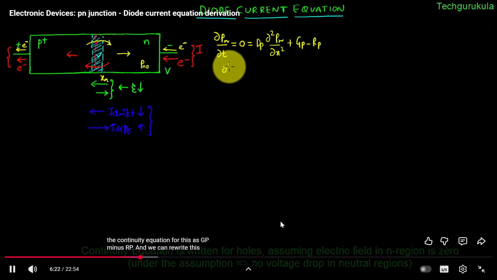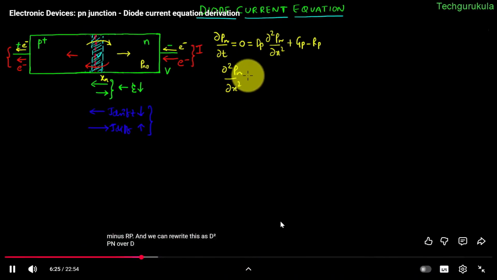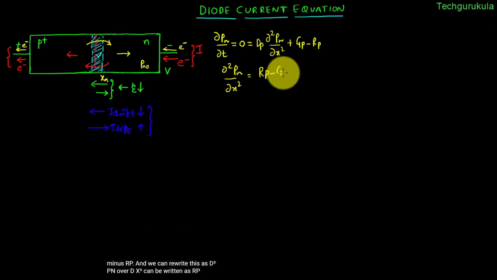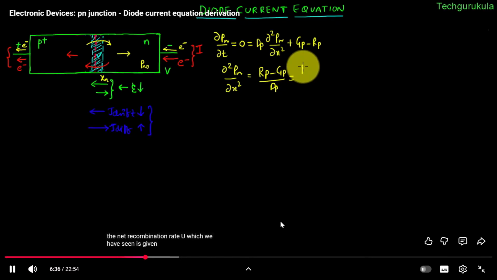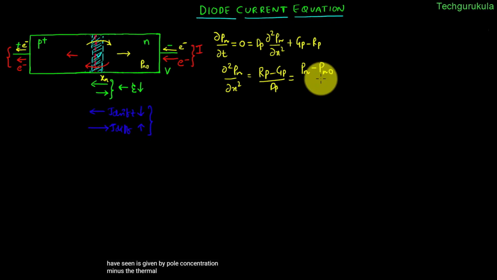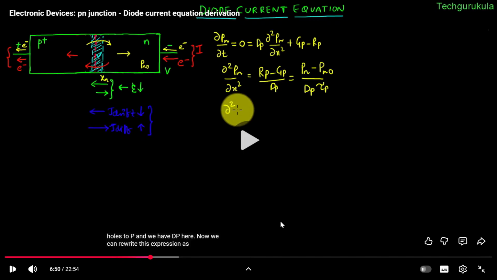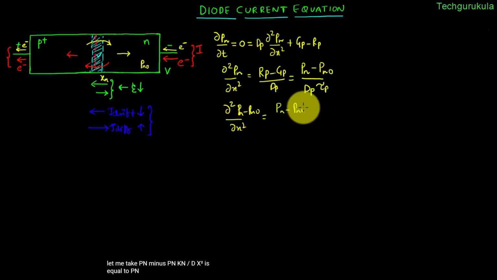And we can rewrite this as del square Pn over del x square, which can be written as (Rp minus Gp) over Dp. And we know Rp minus Gp is the net recombination rate U, which we have seen is given by the hole concentration minus the thermal equilibrium hole concentration divided by the lifetime of holes, tau p. And we have Dp here. Now we can rewrite this expression as del square of Pn minus Pn naught, since writing Pn minus Pn naught in place of Pn wouldn't change anything, over Dp tau p.